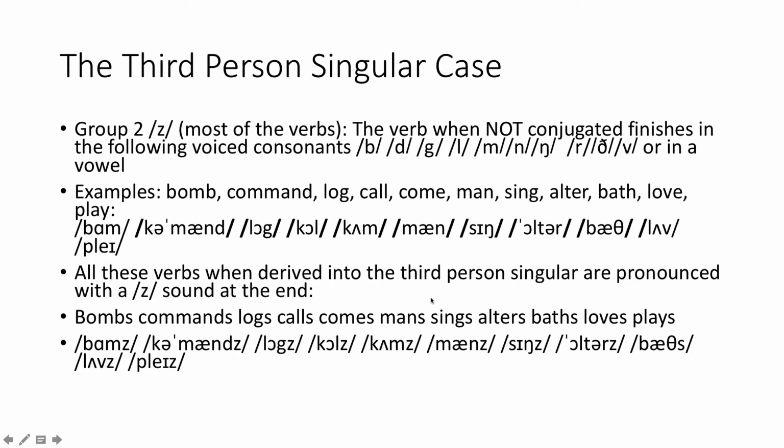You see, there are a lot of verbs that go into this group. You need to be careful with this one, because most people who speak Spanish as a native language can't pronounce the z sound correctly. If you pronounce these verbs, let's say like bumps or commands or locks with an s sound at the end, people will understand you, but they will immediately know that your native language is Spanish. So if you want to have a perfect pronunciation, remember that you need to really practice the z sound. Okay, I'm going to repeat it for you again: bombs, commands, logs, calls, comes, mans, sings, alters, bathes, loves, plays.